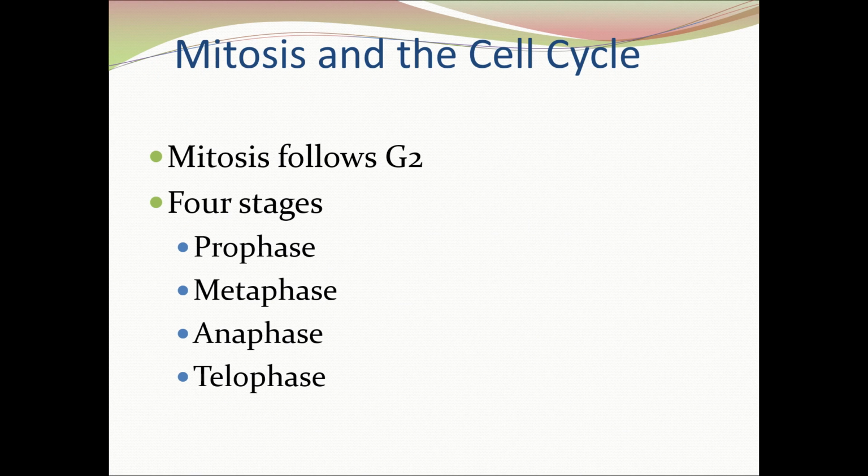So once the cell goes through G2 and has passed all the checkpoints, it goes into mitosis. Mitosis is nuclear division, and it has 4 stages: prophase, metaphase, anaphase, and telophase.